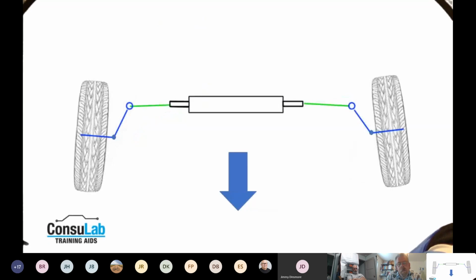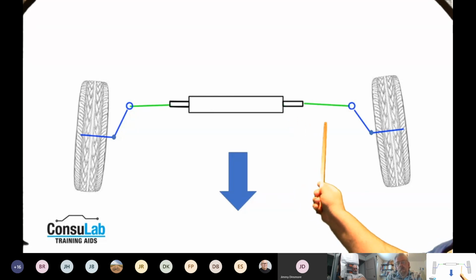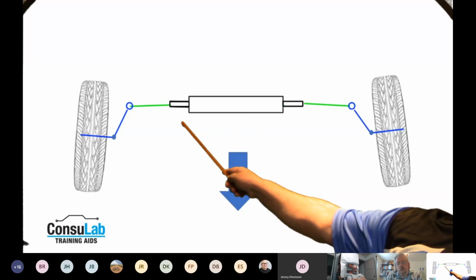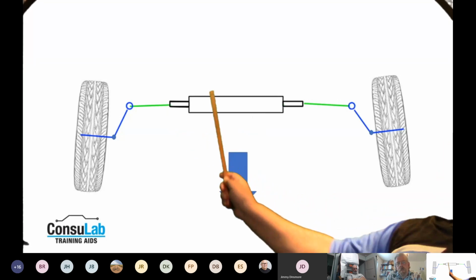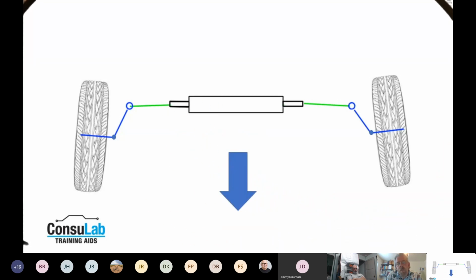Sorry, I meant to go back to here. Things that can affect this are that these have to be the same length, your tie rods. So your two tie rods have to be the same length when you're going straight ahead.